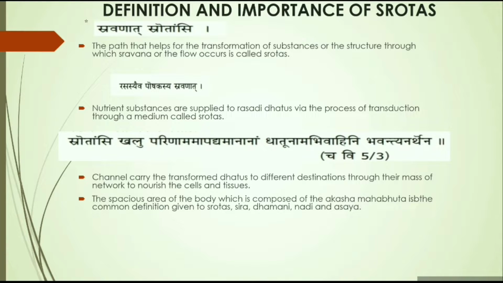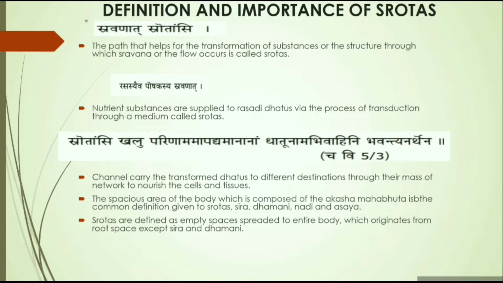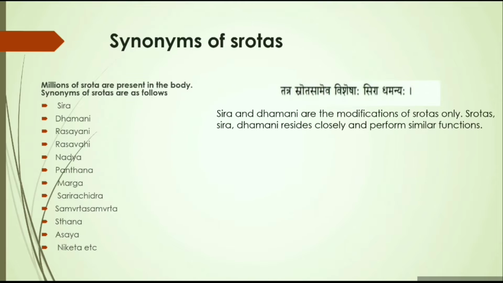The spacious area of the body which is composed of the Akasha Mahabhuta is the common definition given to Shrotas, Sira, Dhamani, Nadi and Ashaya. Shrotas are defined as empty spaces spread to the entire body, which originate from the root space except Sira and Dhamani. There are so many synonyms of Shrotas. Let's know what the synonyms of Shrotas are. Millions of Shrotas are present in the body. The synonyms are Sira, Dhamani, Rasayani, Rasavahi, Nadya, Panthana, Marga, Sharira Chidra, Samvrita, Samvartha, Sthana, Ashaya, Niketa, etc.